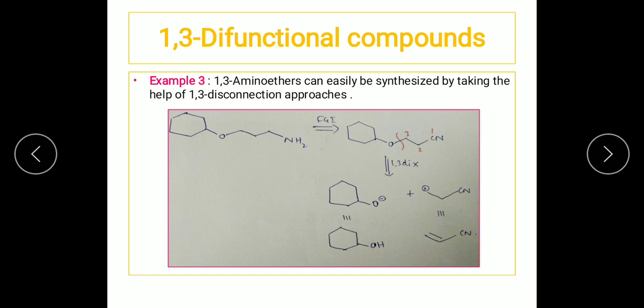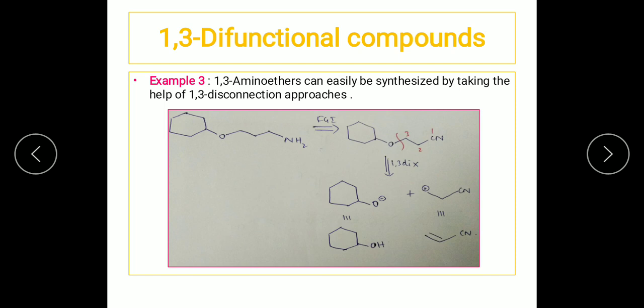Now, look at the example. Look at the molecule. It's an example for 1,3 disconnection. We have a cyanide group and also we have an oxygen group at position 3. So hence we can do the 1,3 disconnection. Start numbering the carbon atoms 1, 2, 3, and then there's going to be a disconnection at the C3 and oxygen. And after the retrosynthetic arrow, mention 1,3 disconnection.